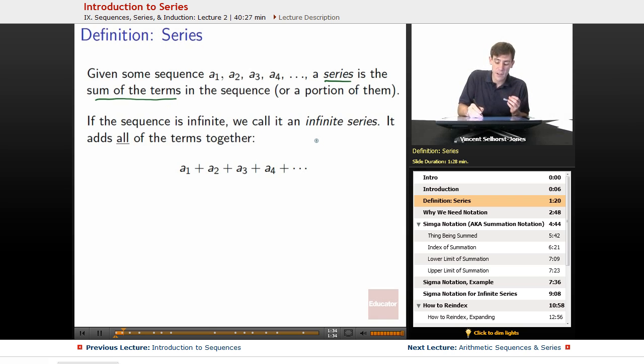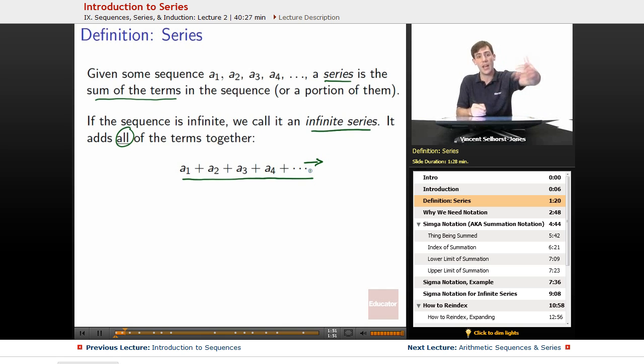If the sequence is infinite and we're adding up all of the terms from that sequence, we call it an infinite series. It adds all of the terms together. I'm saying it keeps going forever, right? It's A1 plus A2 plus A3 plus A4 going on forever, so plus A5, A6, A7, A8, and so on, forever and ever. Since our sequence was infinite, we're just saying keep adding them forever and ever.